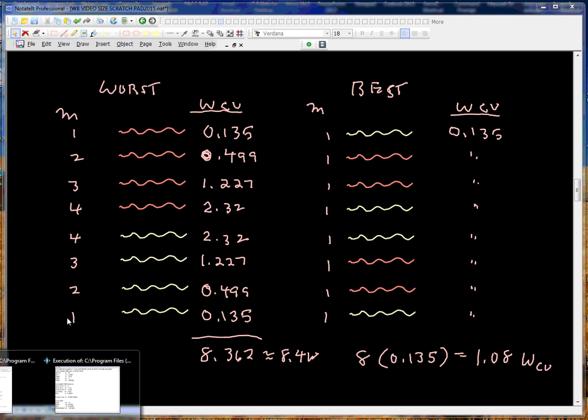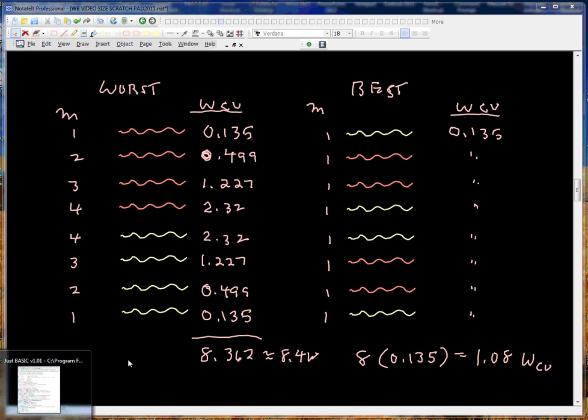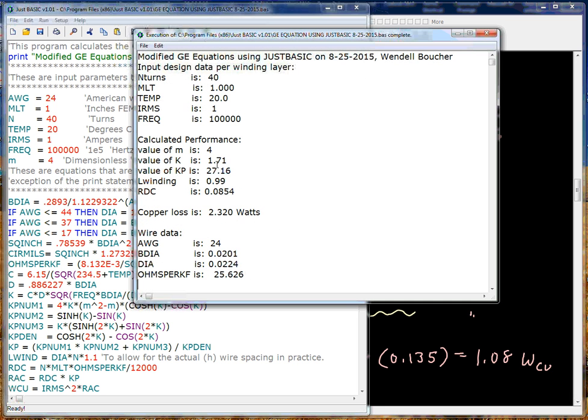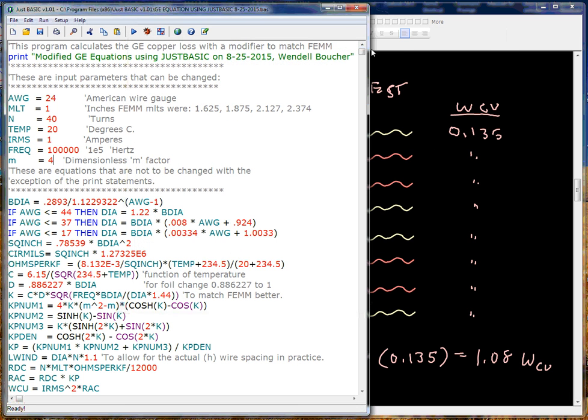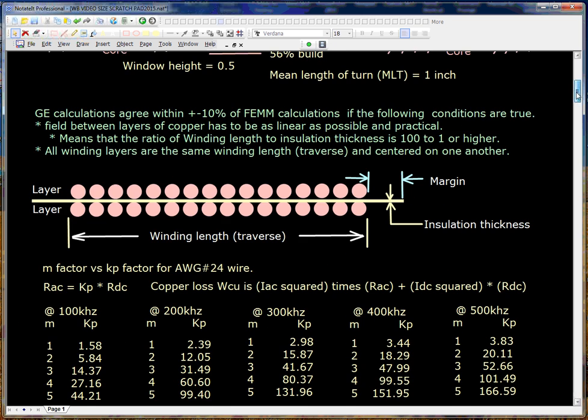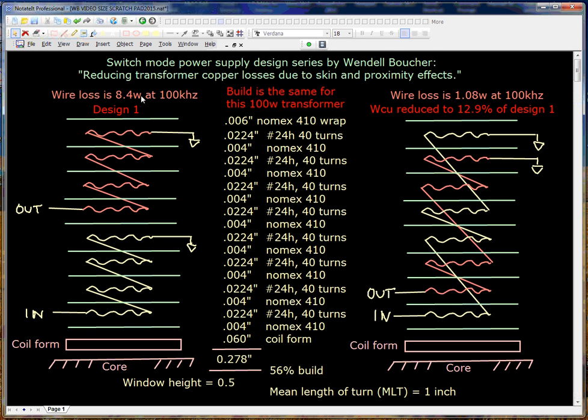Let's do that one. To make it 4. 2.32 watts. You add all of this up and you get 8.362 watts, which is close enough to 8.4 watts, which I think is the number I gave you in the very beginning. There it is, 8.4 watts.